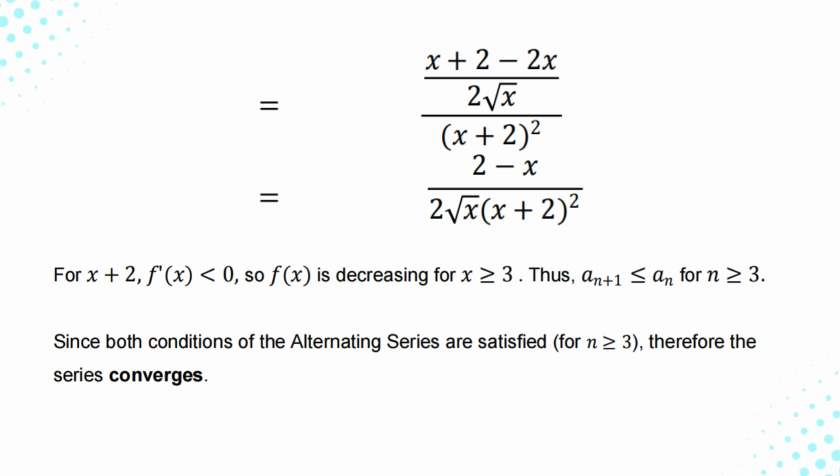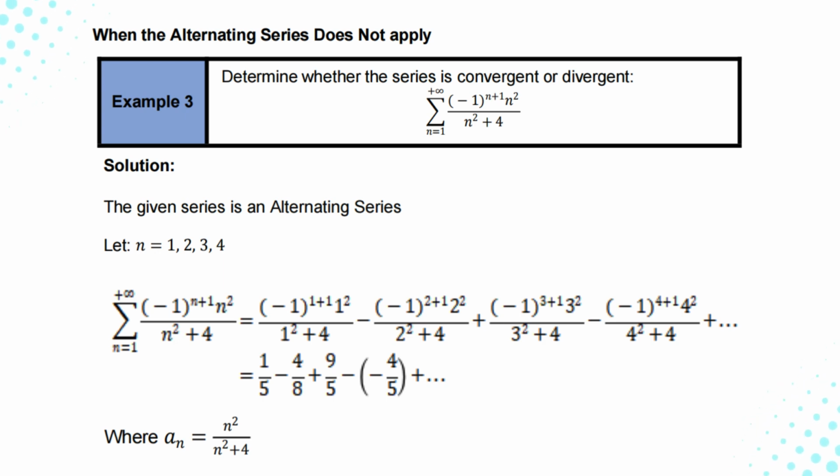Thus, a sub n plus 1 is less than or equal to a sub n for n greater than or equal to 3. Since both conditions of the alternating series are satisfied for n greater than or equal to 3, therefore the series converges. Now, when the alternating series test does not apply, let us have example number 3.